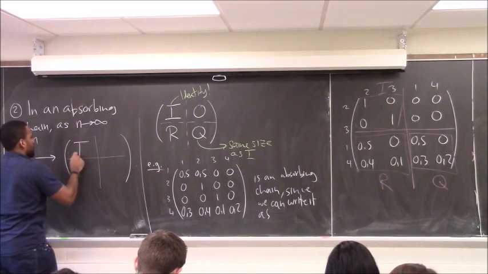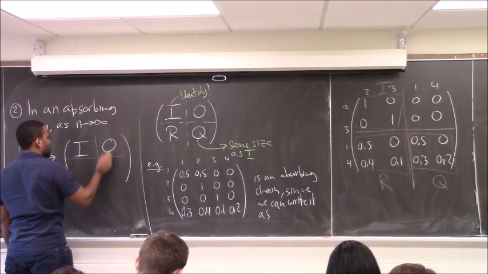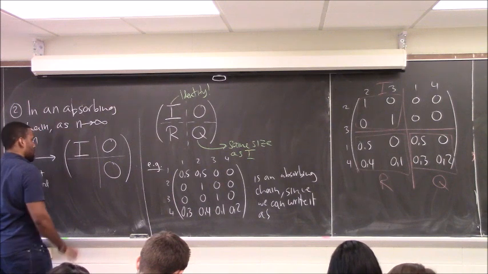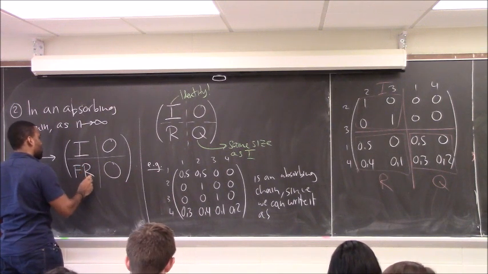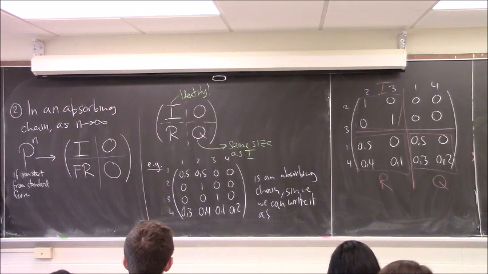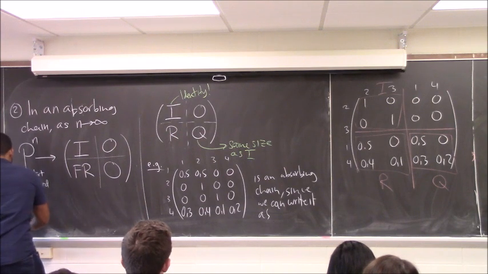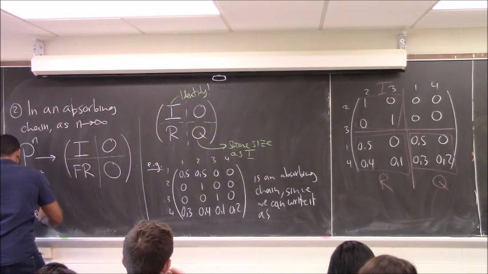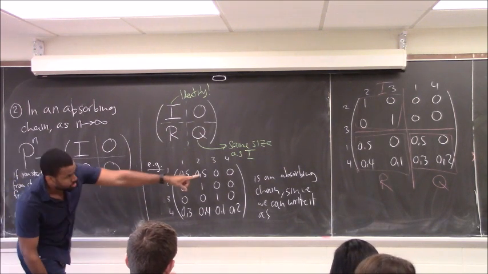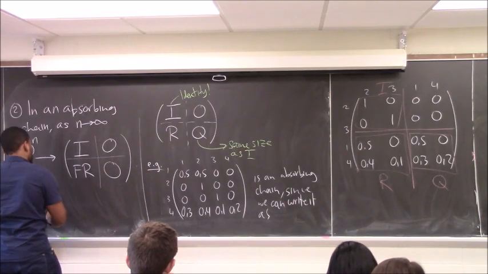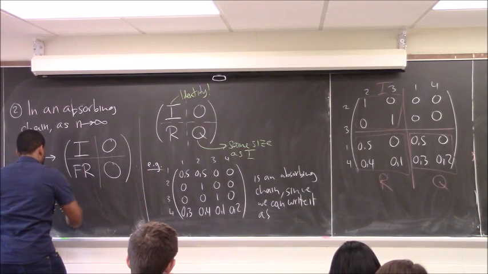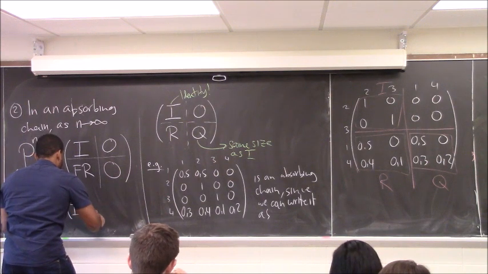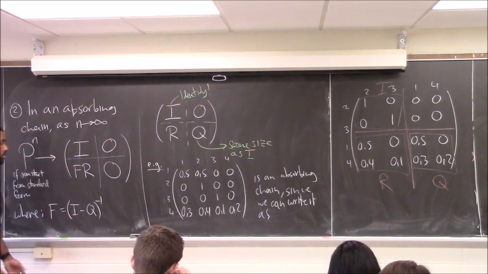It's going to be an identity over here. There's going to be zeros over here. There's going to be all zeros over there. And here, we're going to have a product of 2 matrices, F times R, where the R is the one from the lower left corner in the previous matrix, and your F is actually I minus Q inverse. And these would have the same size, so you can do that.